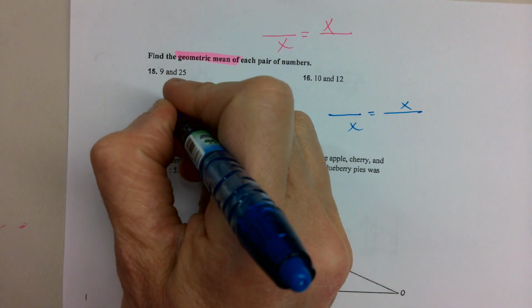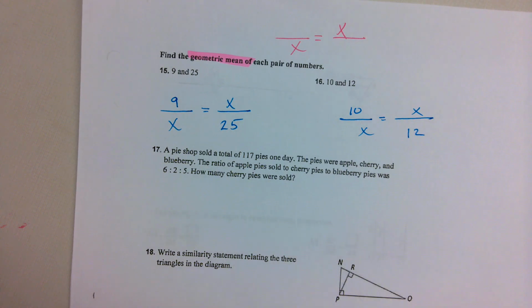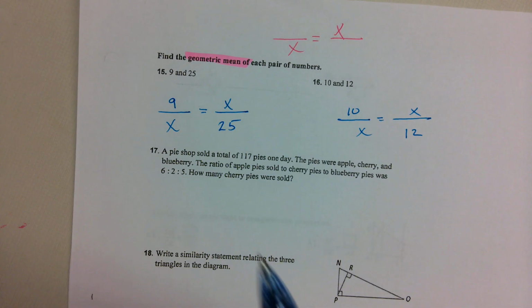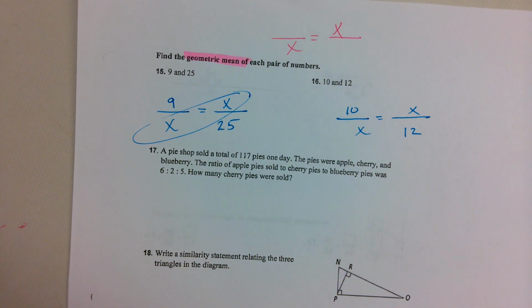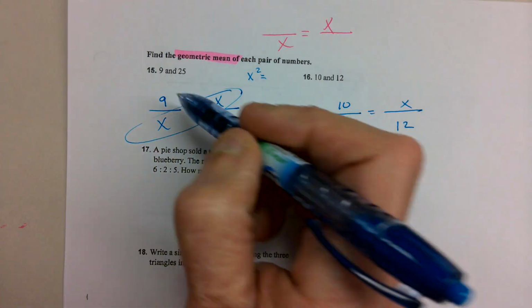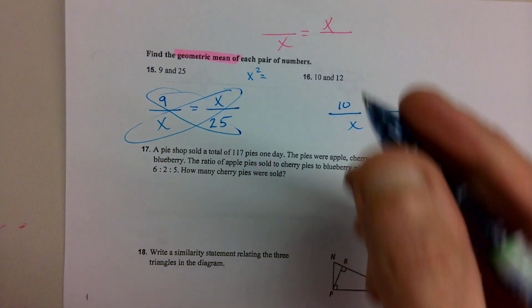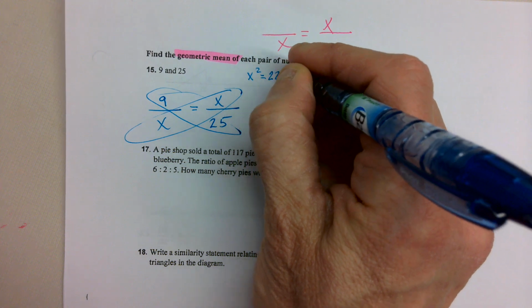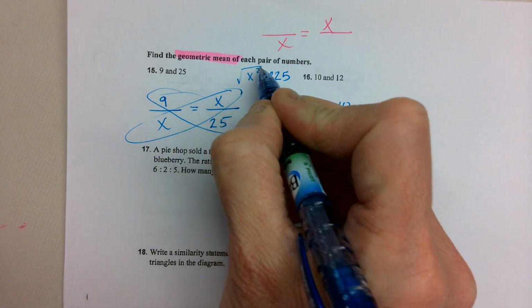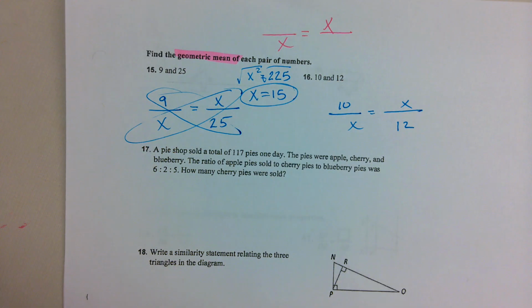I give you the two numbers, so you're just going to pop them in there. Same thing for both. Cross multiply: x times x, you know this, is x to the second power. It's not 2x. 9 times 25 is 225. So to get x alone, we square root both sides, and it's a cool deal because this one works out evenly. It comes out to 15.